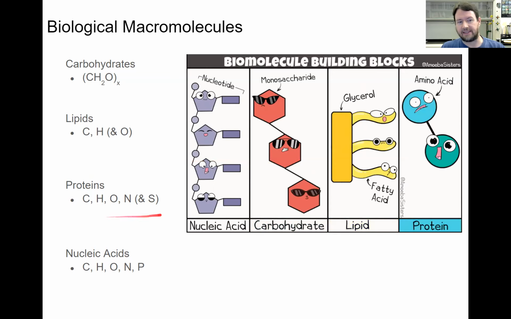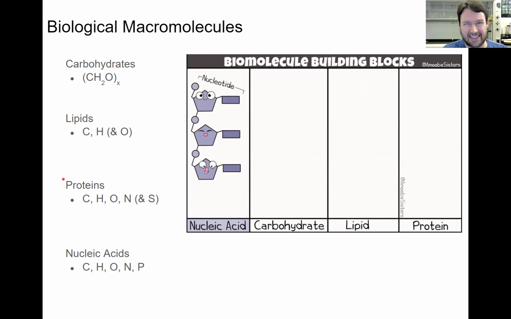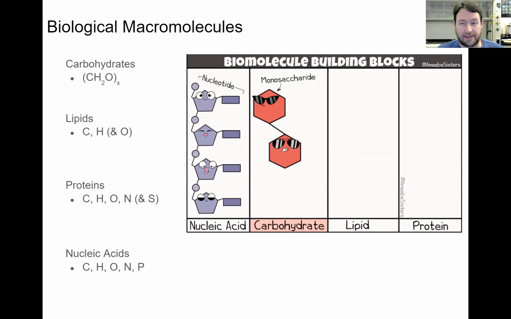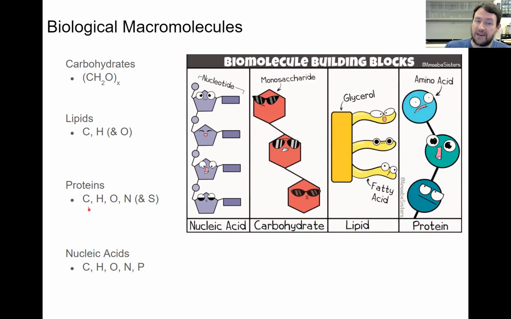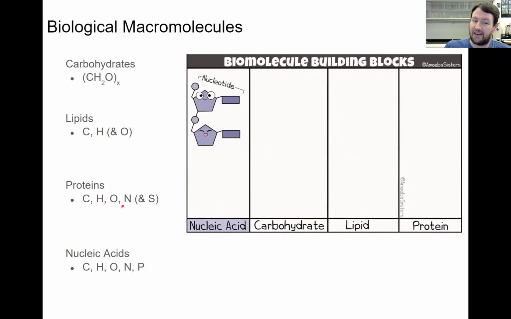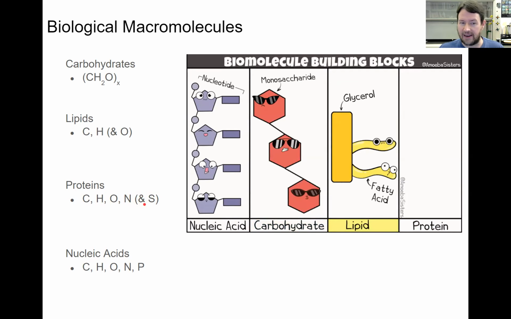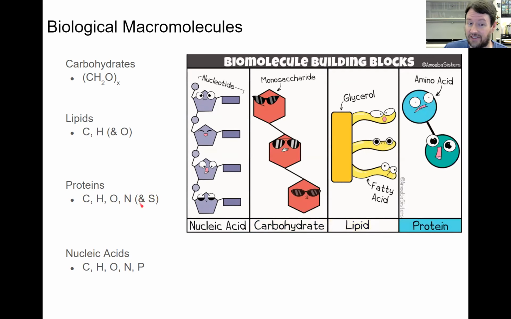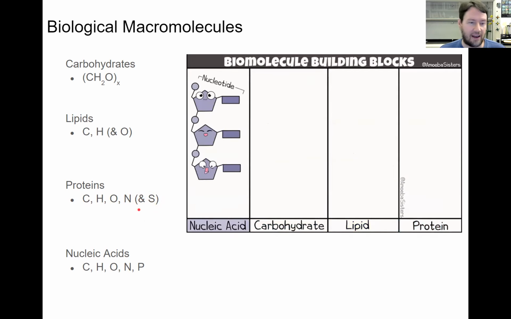All right, proteins. Proteins are the really, really interesting biological molecules because they make stuff happen and serve so many different functions for the cell. So proteins have carbon, hydrogen, and oxygen, and also a little bit of nitrogen, and sometimes a little bit of sulfur. If you've ever been around rotten eggs, that's hydrogen sulfide, which is coming from the decomposition of proteins.